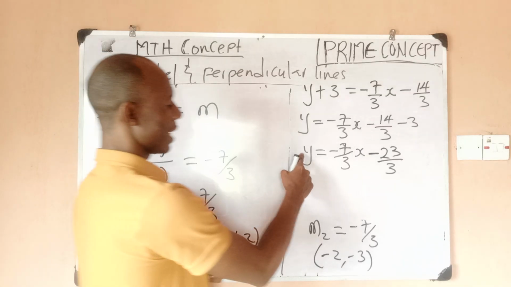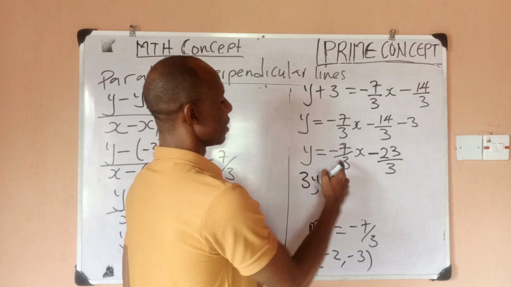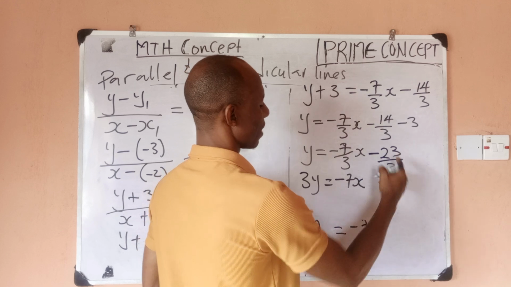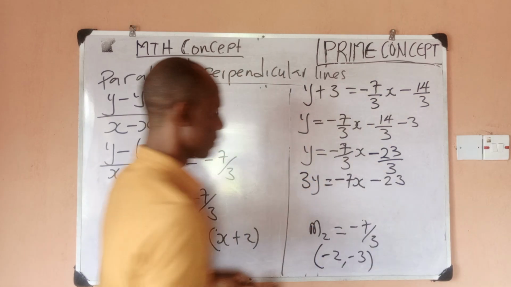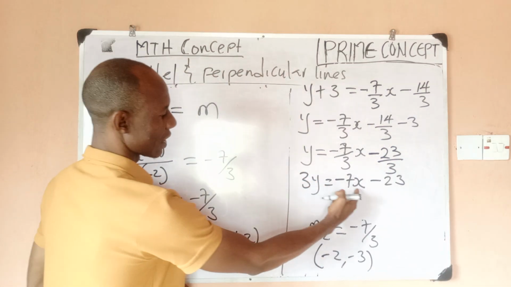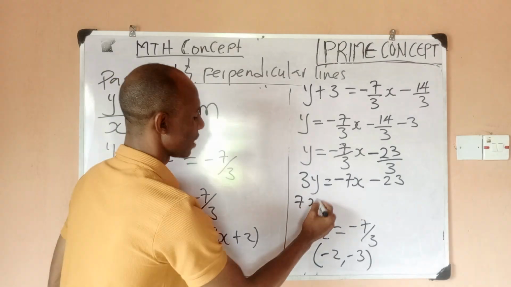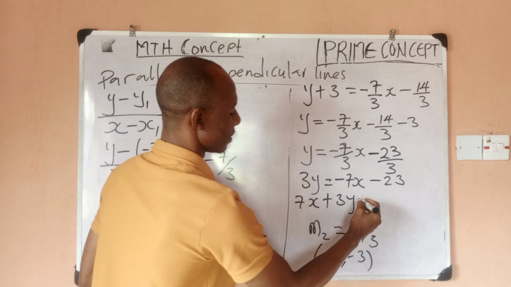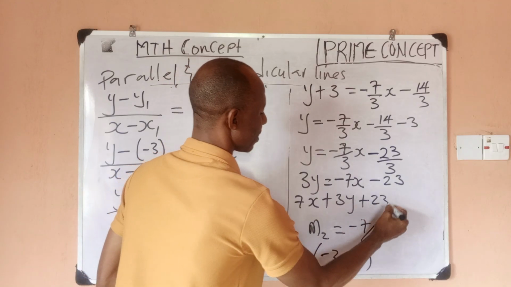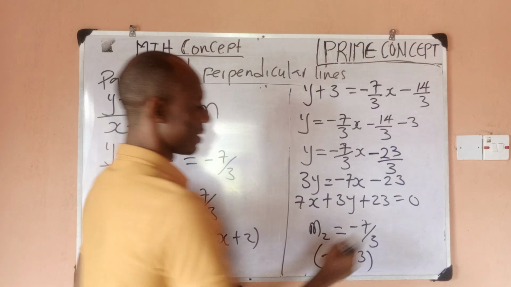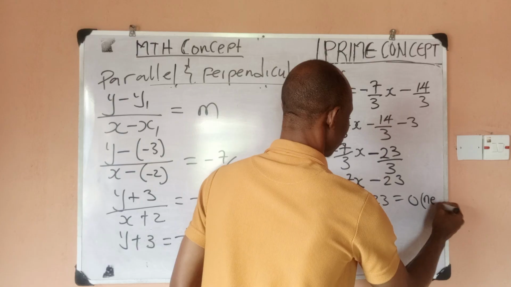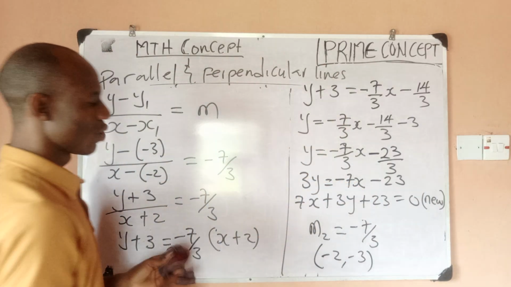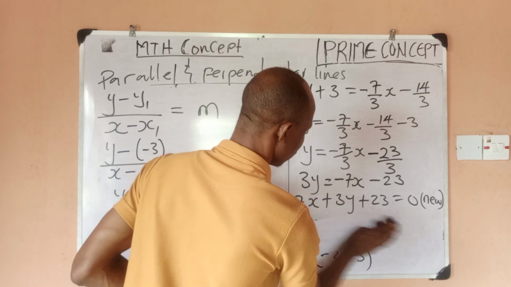So I'll multiply here by 3, I'll have 3y. Multiply here by 3, I'll have minus 7x. Multiply by 3, I'll have minus 23. So if I rearrange this, I would have 7x plus 3y plus 23 equals what? 0. And this is my new equation, which is what I'm looking for, right? That is my new equation.